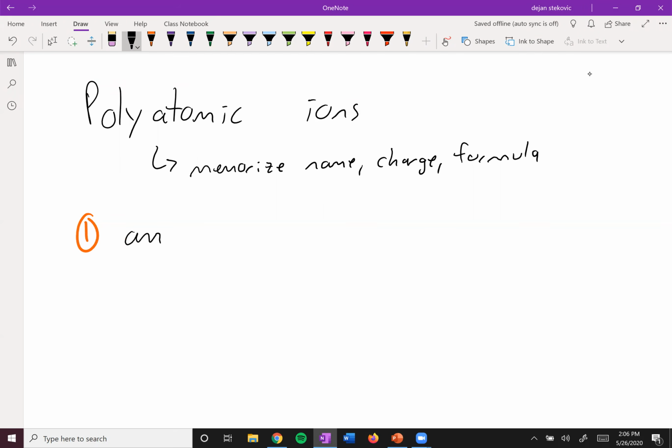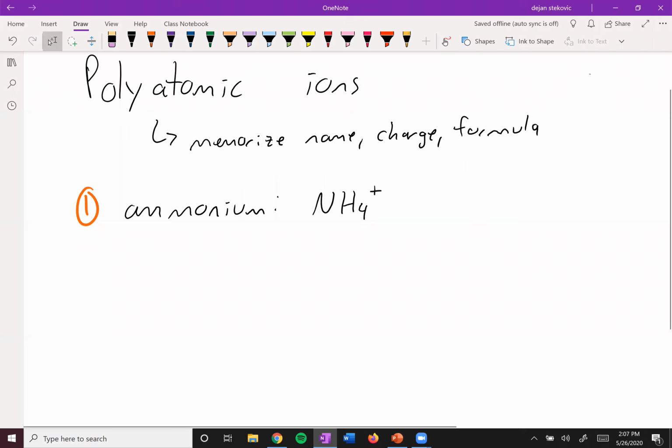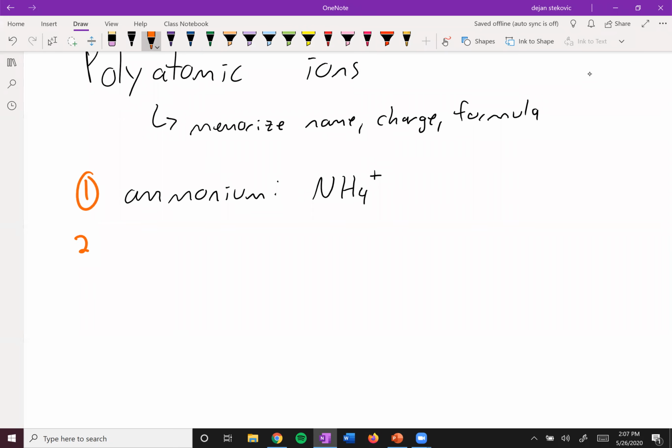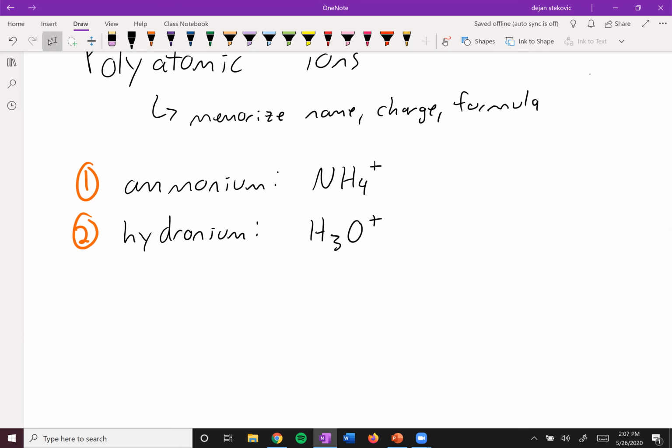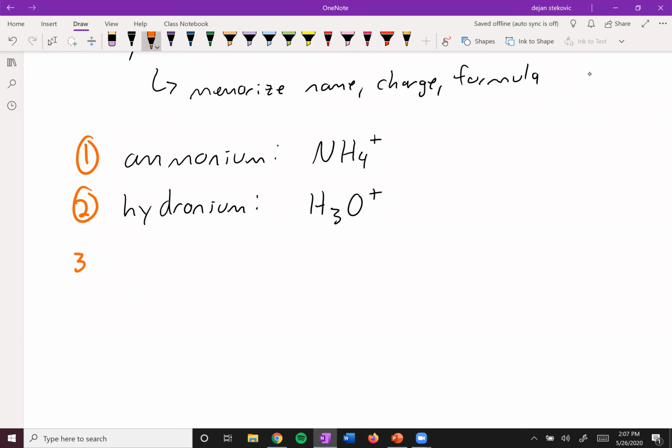The first one we have is ammonium. Ammonium's formula is NH4 with a +1 overall charge. Next up, we have hydronium, which is H3O with a plus charge. So it's kind of like water with an extra H plus. Next up, we have hydroxide. And this is OH minus, but you want to put the minus with the oxygen.